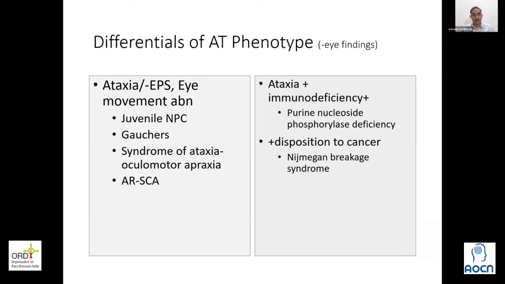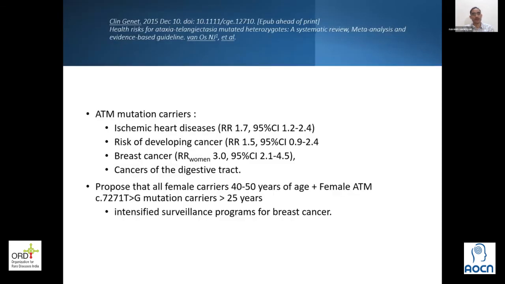So it is the phenotype which needs to be remembered, and the differentials also need to be remembered. So once you have a child with early onset ataxia and abnormal eye movements, particularly in those without the ocular findings, you would think of juvenile Niemann-Pick disease, Gaucher's disease, the syndrome of ataxia with oculomotor apraxia, and autosomal recessive spinocerebellar ataxia. If you have the ataxia with immune deficiency phenotype, you think of the very rare purine nucleoside phosphorylase deficiency. If you have ataxia with predisposition to cancer, then the Nijmegen breakage syndrome should be one of your differentials.